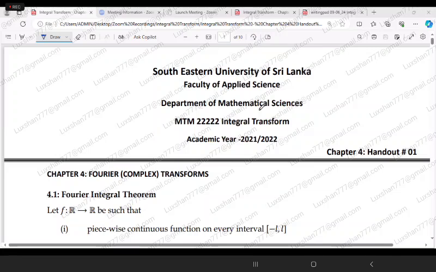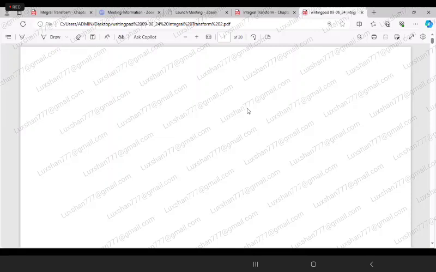Also, I will avoid writing much on the writing pad. I will just explain the things on the handouts, because we have to manage the time also. That is why I'm planning to do so today. So anyway, let me use the whiteboard to recall some things that we discussed in the last class.